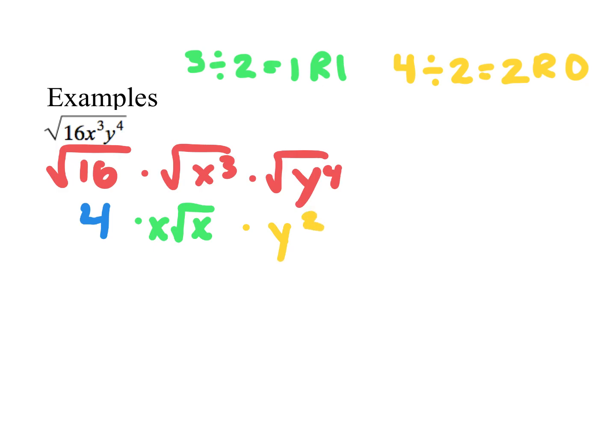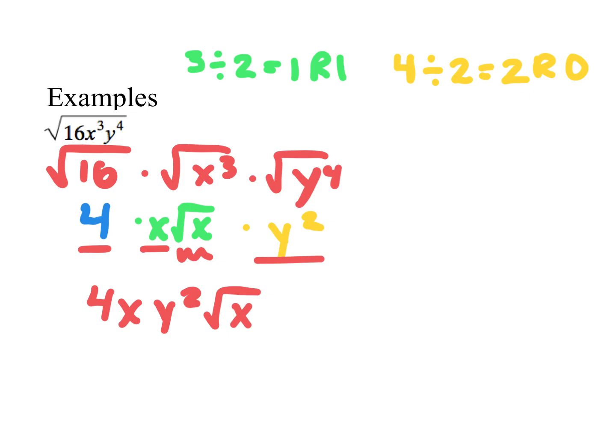So when I put it all back together, I take the parts that are outside, so x, 4, and y squared. So I get 4x y squared, and then the only thing in the radical is the square root of x. So your final answer is 4x y squared radical x.